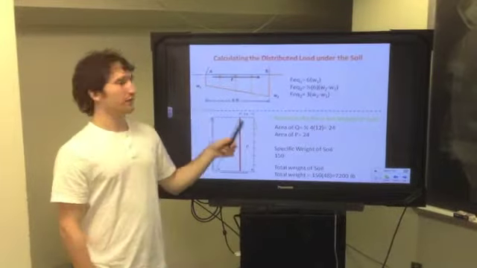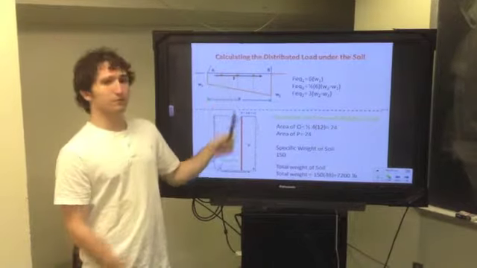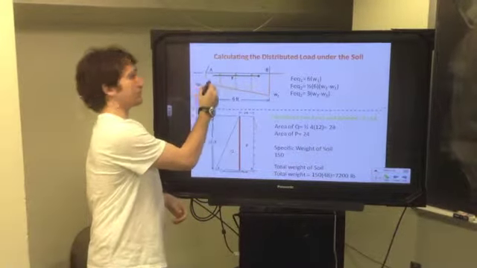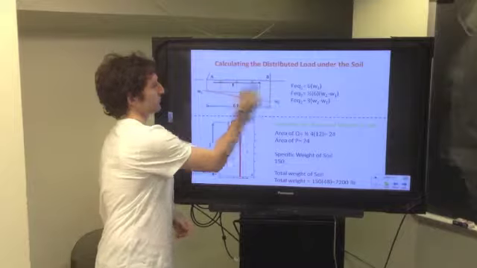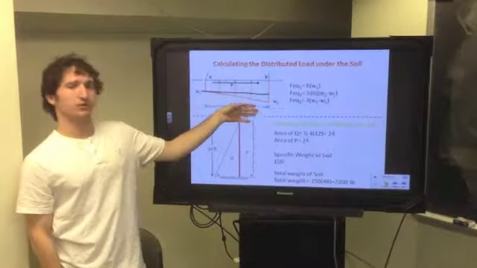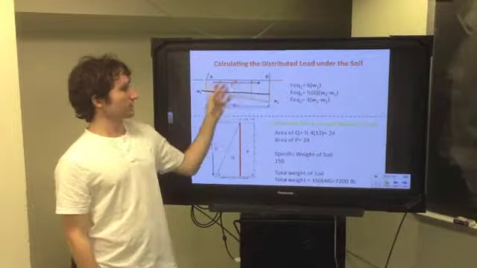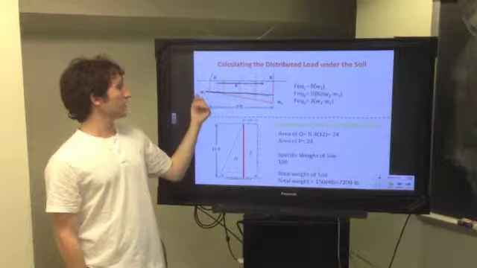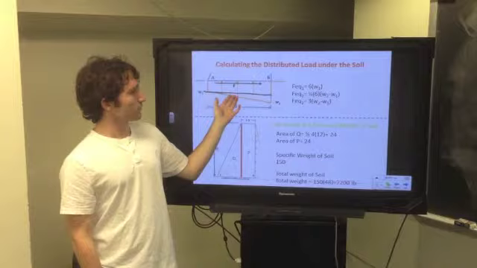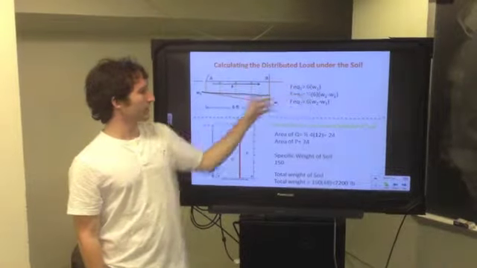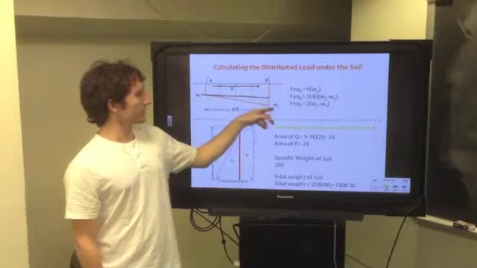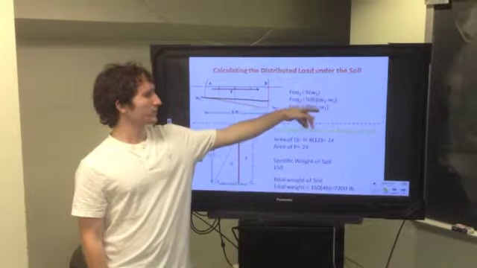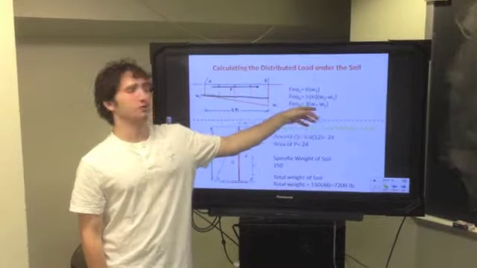Next, we need to find the value for the distributed load on the bottom. So in order to do that, we need to first break it up into two sections, one being a rectangle, one being a triangle. The top section, we can find its value by multiplying the length, which is 6, times its height, which is W1. For the second one, since it's a triangle, it is 1/2 times the base times the height, which is W2 minus W1. So when we simplify that, we get 3 times W2 minus W1.